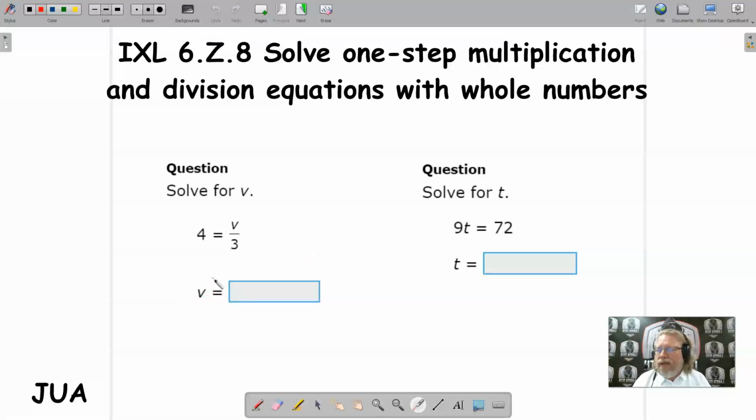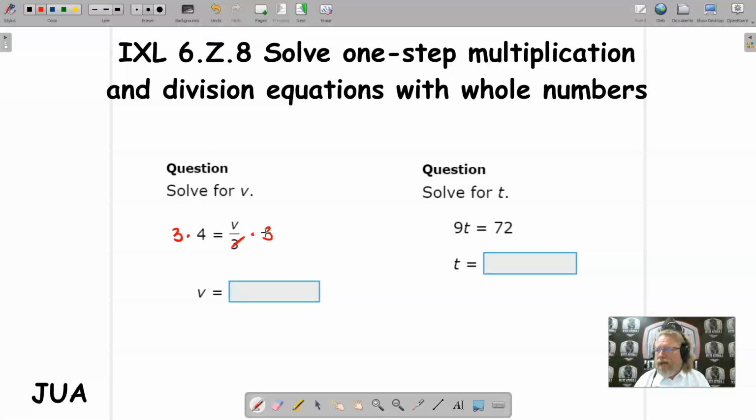So let's go ahead and take a look at our first problem. We can see that the v is tied to the 3 through division. The opposite operation of division is multiplication. And we're going to multiply by the very number we wish to get rid of, which at the time is this 3, because it's tied to the v through division. And what we do to one side, we need to do to the other. And why I wrote a 2, I do not know. I'm just having a hard time getting my head in the game today.